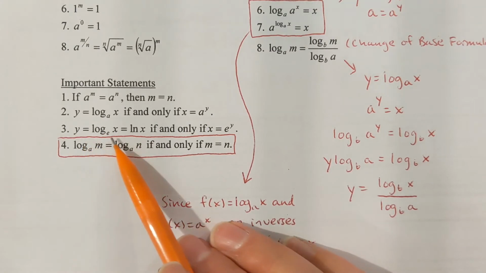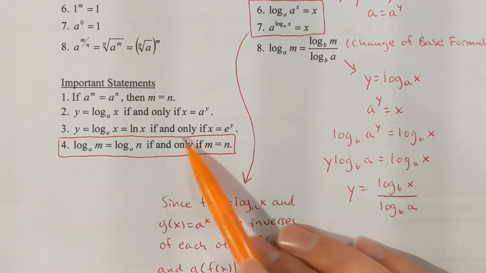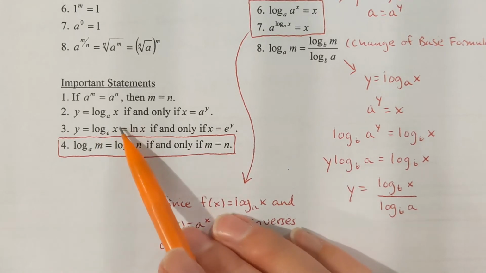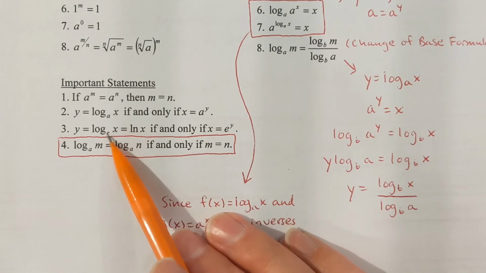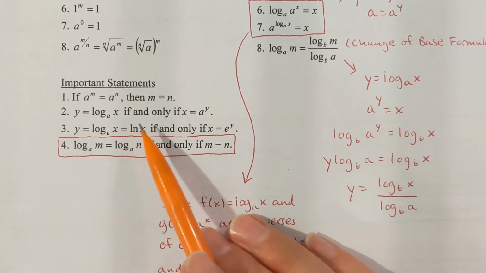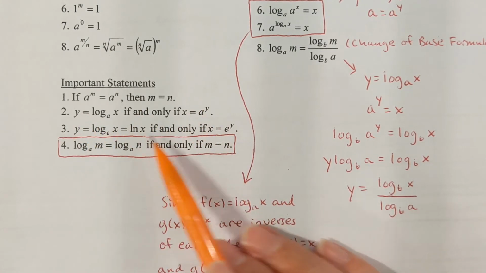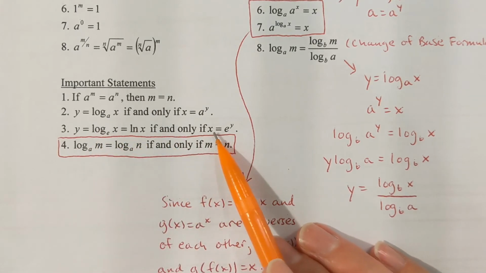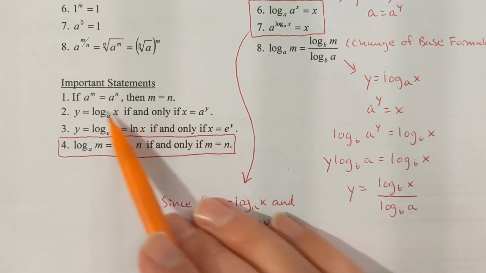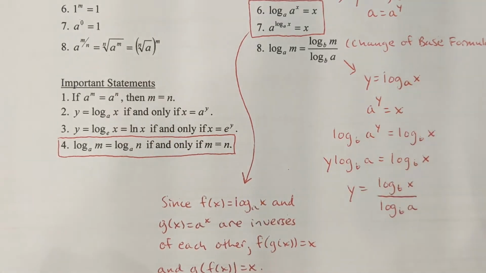Statement number 3 is also the definition of a logarithm, but for when you have base e. Well, it doesn't matter what the base is, whether it's base 2 or base e or anything. The definition is going to apply here. So there's really nothing new in statement number 3. I'm just using the same definition for when we have the special number e there.